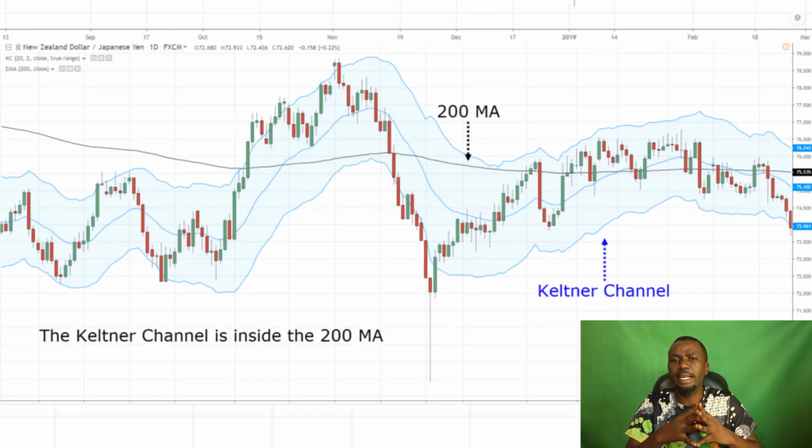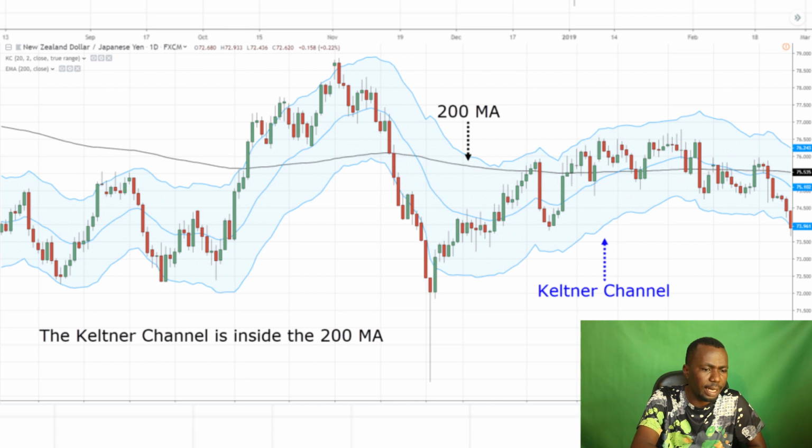Then if you want to know that the price is in a range, you also plot out your 200 moving average, and if the price is crossing the 200 moving average consistently, it means that the market is clearly in a range, right? And that is where you can make use of the lower and the upper band. Now if you watch clearly, you will see that the price is crossing the 200 moving average consistently, telling you that the price is clearly in a range.